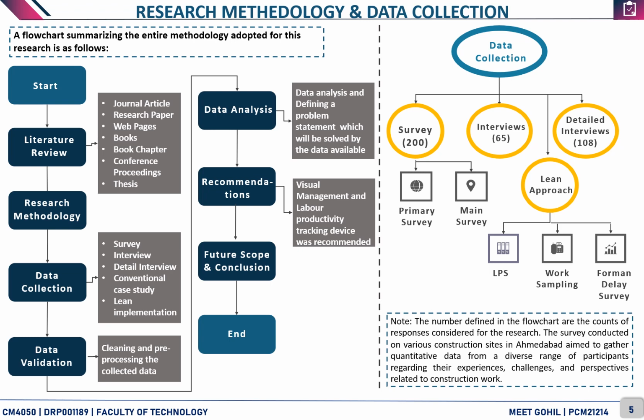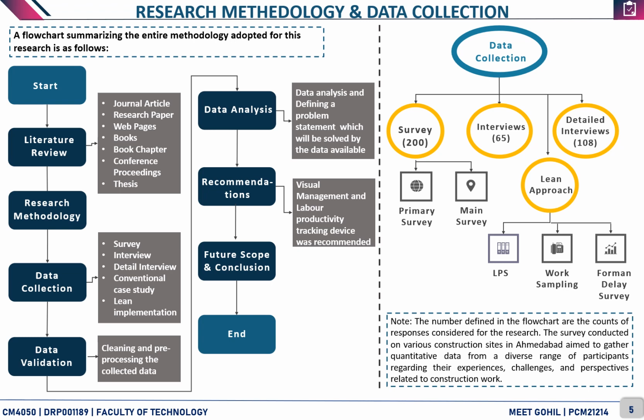That is low labor productivity on construction site. Recommendation of visual management as a lean approach and a labor productivity tracking device was recommended. Moving ahead to future scope and conclusion, and this ends the flowchart.